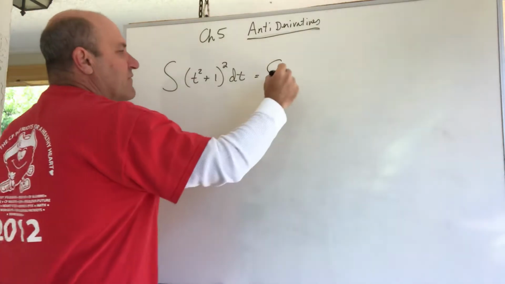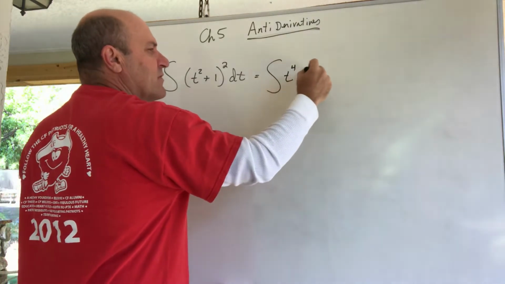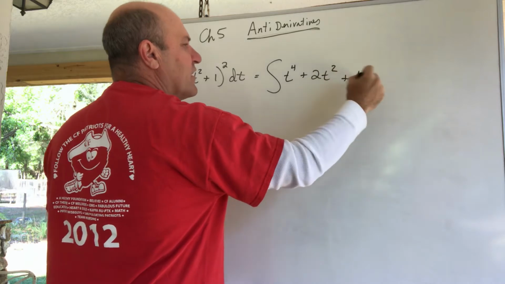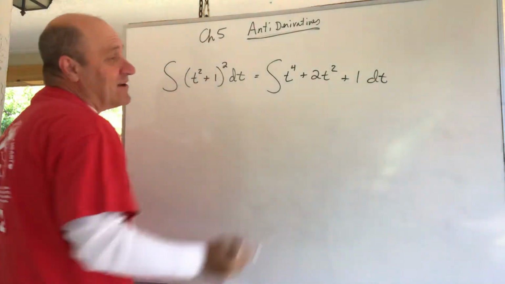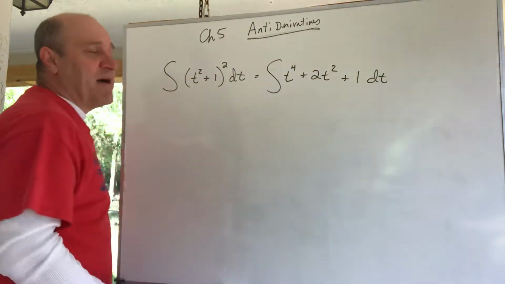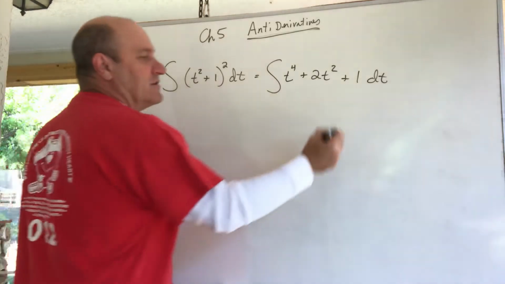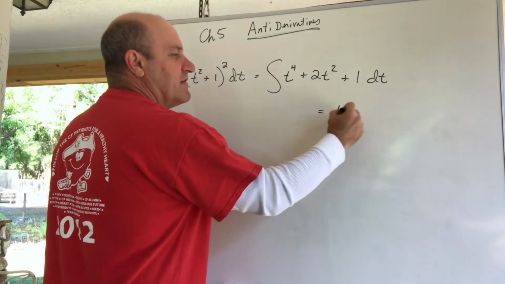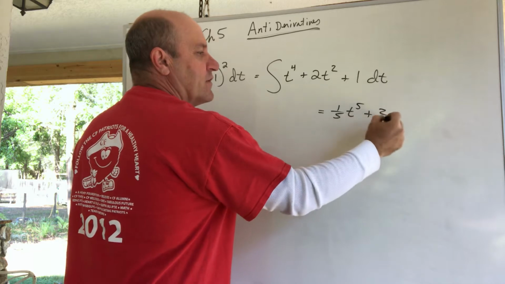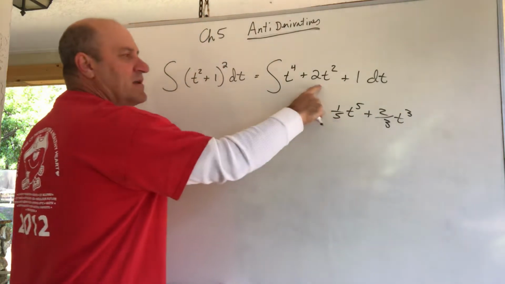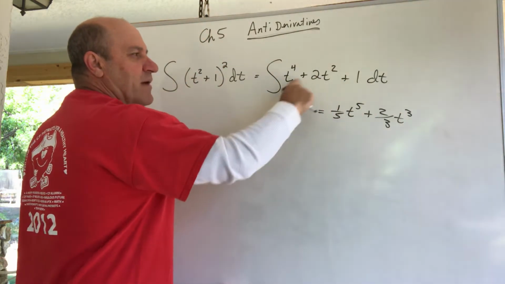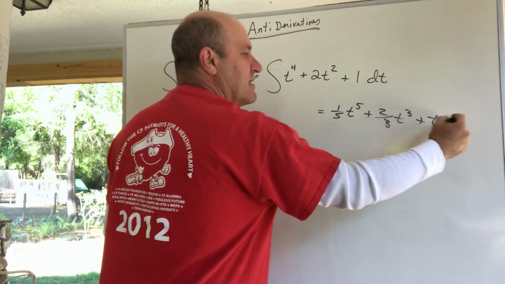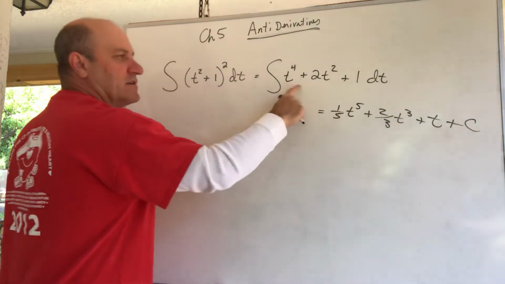If I FOIL it out, that's t to the 4th plus 2t squared plus 1. And now I can integrate it. Now it's a nice polynomial I can integrate. Just to finish it: 1/5 t to the 5th, 2/3 t cubed. You guys with me? Little power rules, plus a t, plus a c. I just integrated that.